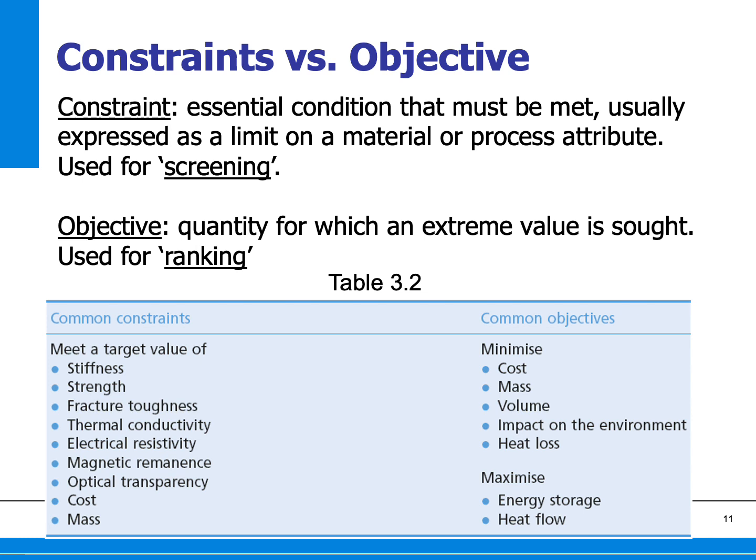The table below here shows you some common constraints. That means we need to meet a target value of, for example, stiffness, strength, fracture toughness, thermal conductivity, electrical resistivity, magnetic remanence, optical transparency, cost, and mass. Examples of common objectives are, typically we want to minimize the cost, the mass, the volume, impact on the environment, or heat loss. Sometimes we want to maximize energy storage or heat flow.